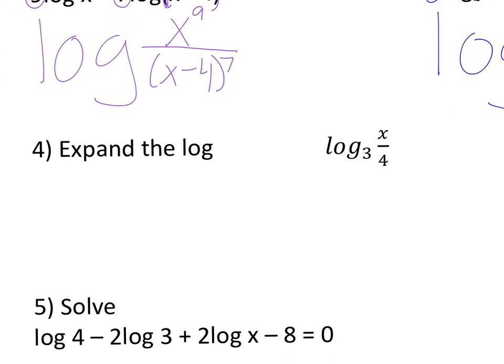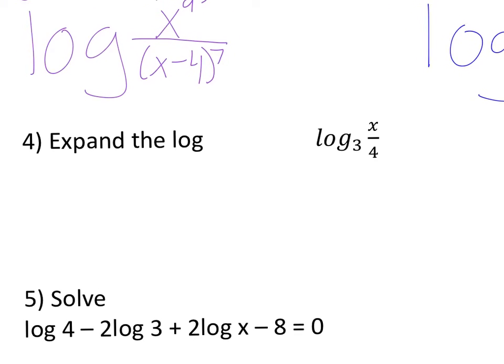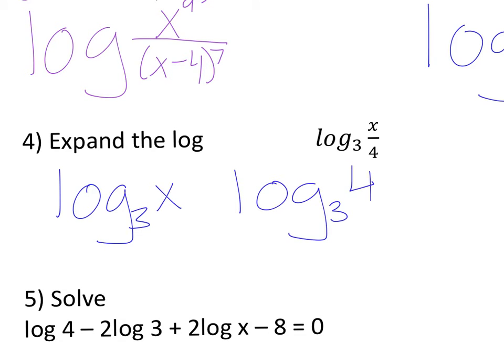Next, expand the log. When I'm looking at this, you should always say, okay, how many things do I have here? I have 1, 2. I should be writing a log base 3. This is part of the log. Log base 3 two times. So I have log base 3 of x, log base 3 of 4. Then think, okay, if this is division, what should I put in between these? Subtraction, you're right, because you're so smart.